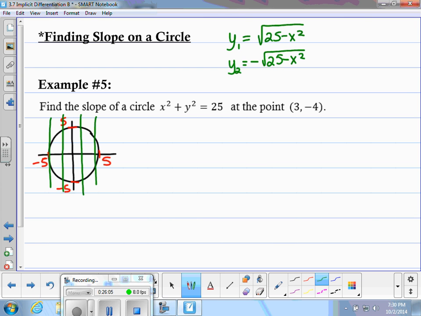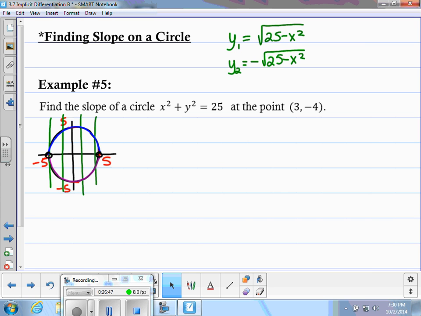Now those, ignoring my vertical lines, y1 takes care of all of this, and then the y2 takes care of all of this. Okay? Now these functions are each differentiable, and they work together to create a circle. Well, each is differentiable except for right here and right here, because the tangent line would be a vertical line, and vertical lines don't have a slope. It's undefined. So therefore not differentiable.